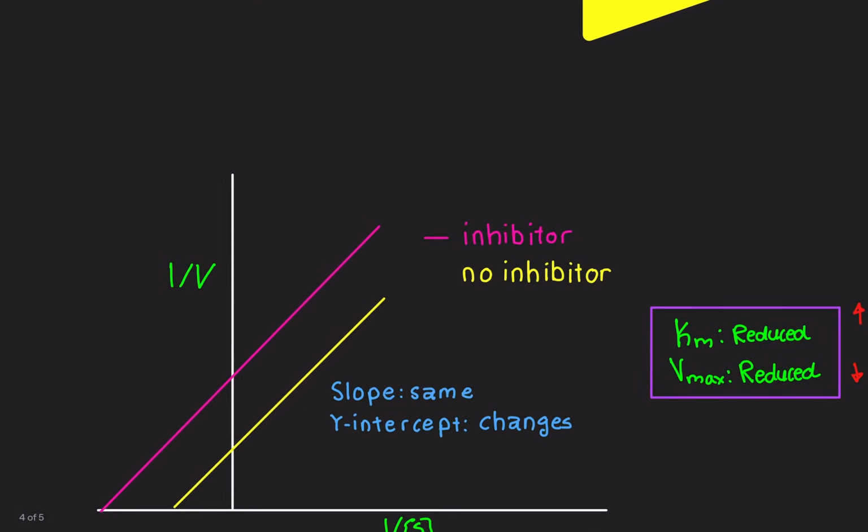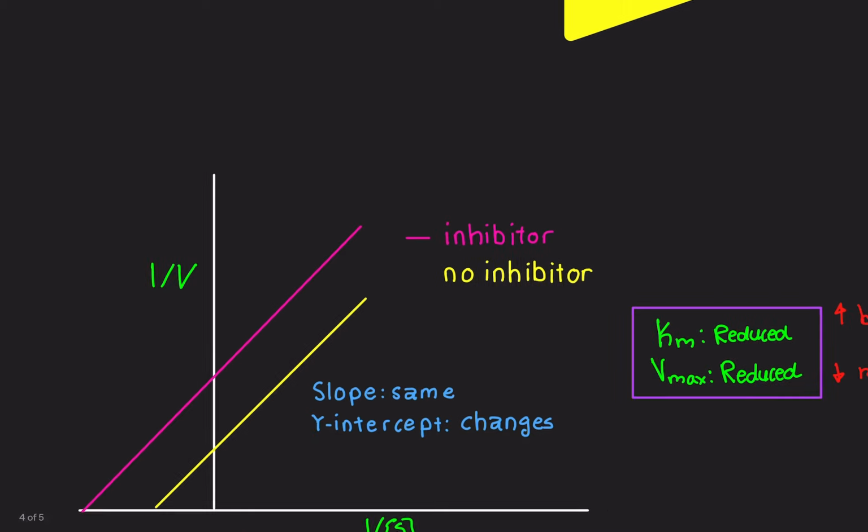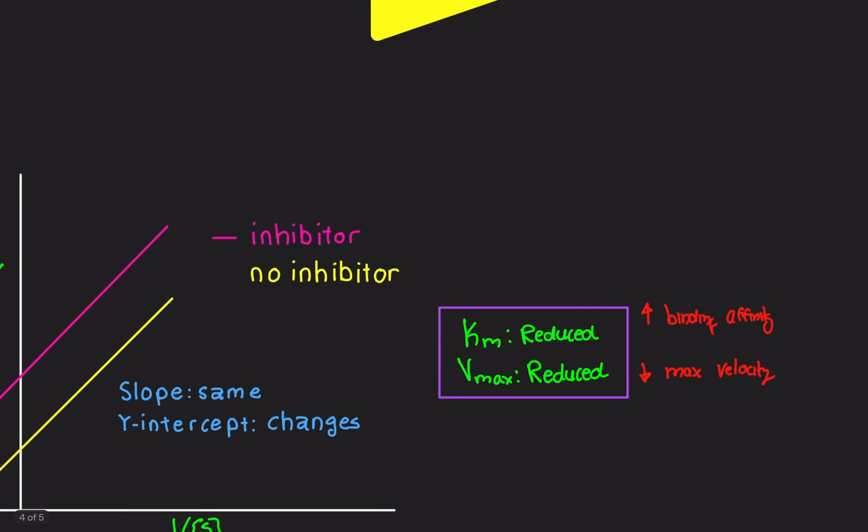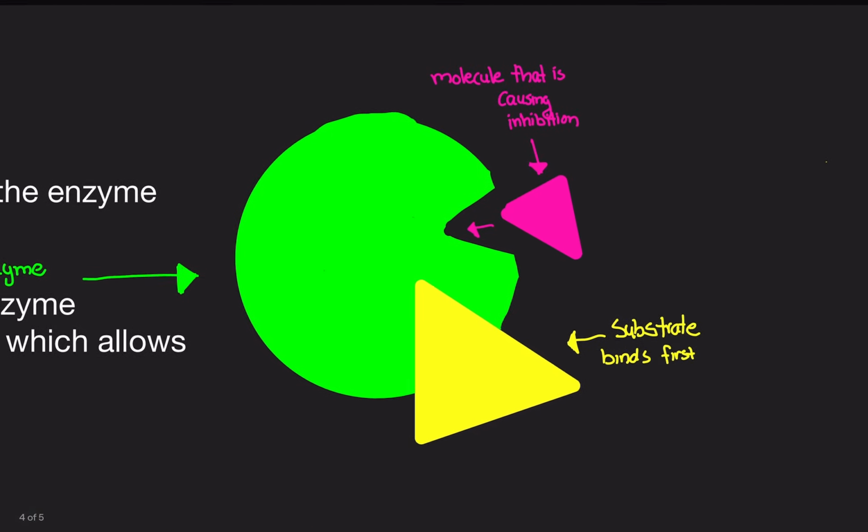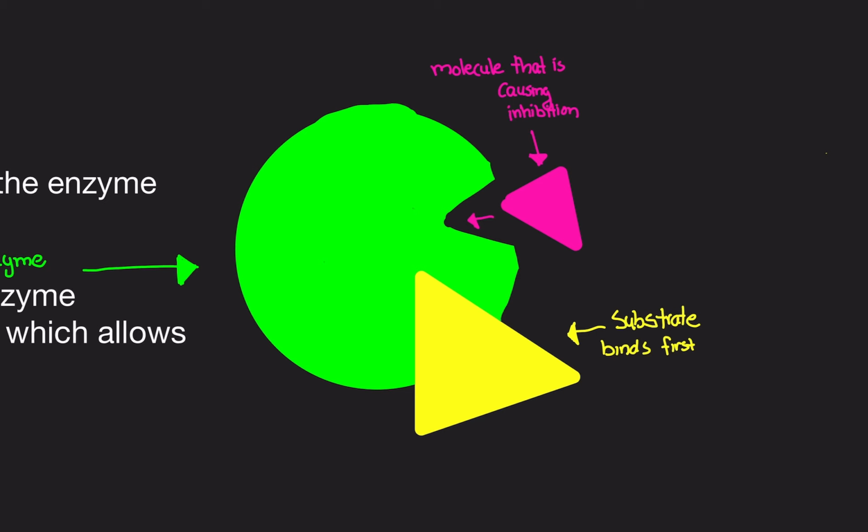Now, in this plot here, we can notice that the slope is the same, but the y-intercept changes. This causes the Km to be reduced, which also means a higher binding affinity, but the maximum velocity is reduced. So let's talk about this. Why? Well, the reason the binding affinity goes up is that when this inhibitory molecule binds, it actually stabilizes the enzyme. It doesn't break apart. So that means we need less enzyme substrate complexes around because we have so many that are actually stable.